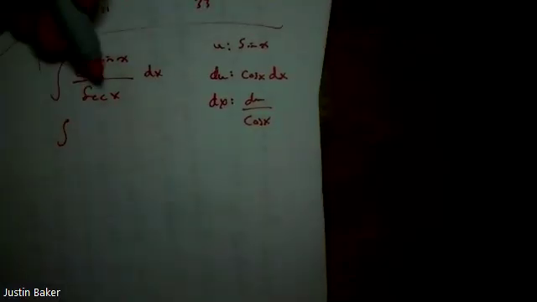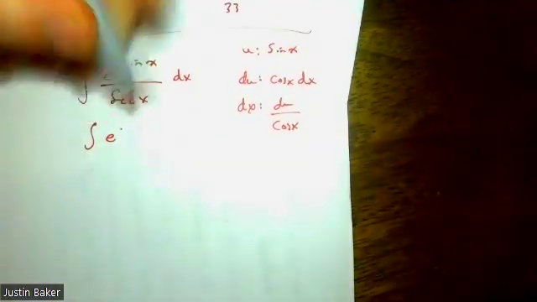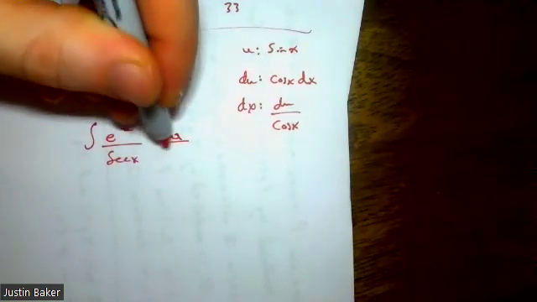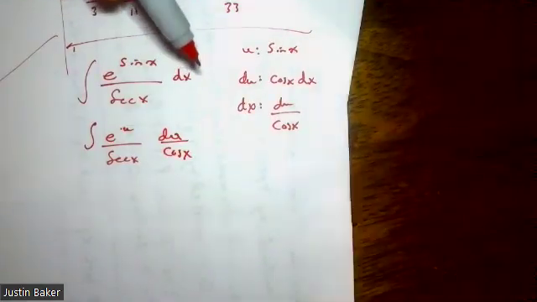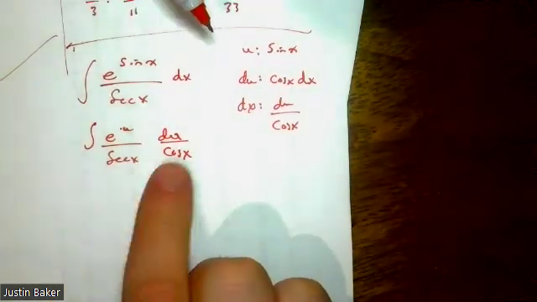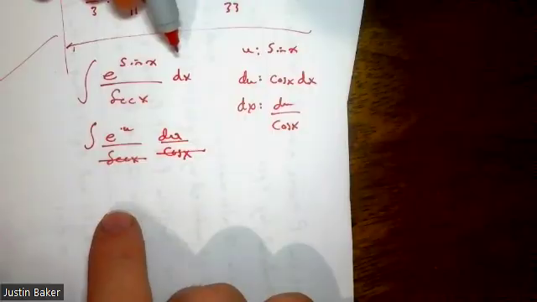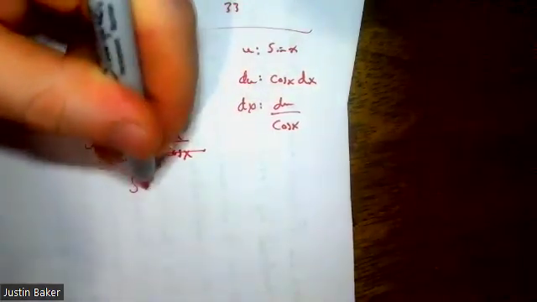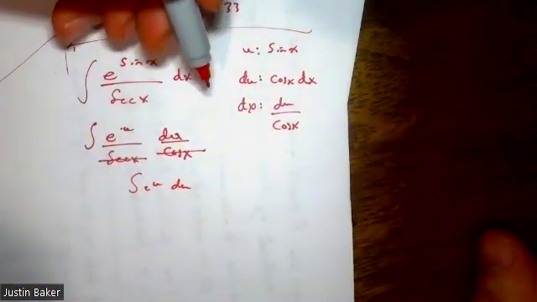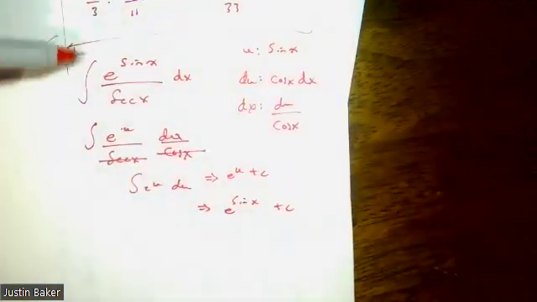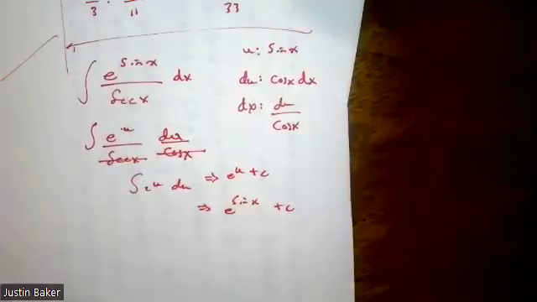Okay, so we start to plug in, and this would be e to the u over secant x du over cosine x. And then we need to know some properties with trig. Secant and cosine are reciprocals. And if two things are reciprocals, they cancel out. So that means those cancel. And now you've just got e to the u du. And that would integrate to be e to the u plus c. So that would be e to the sine x plus c. And then if you had bounds involved instead of plus c, you would plug those in.